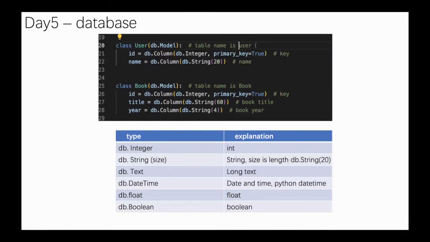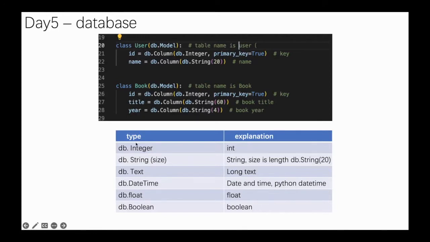Of course, you can also create the table with Python code, like the users. For example, the table name is user, and there is also an ID. They use the type integer and it is the primary key, and also name has a type of string and the size is 20. Also, you define the same for the book table, with the columns ID, title, and year.